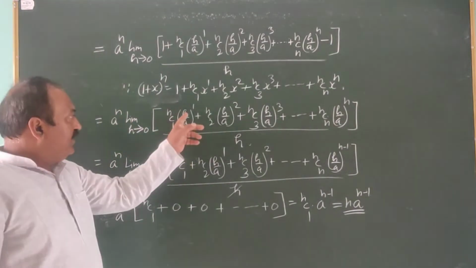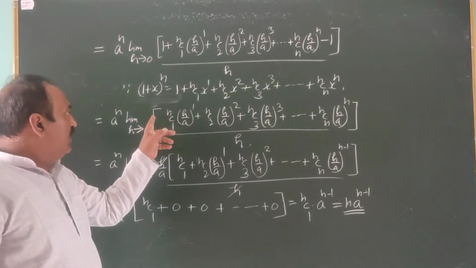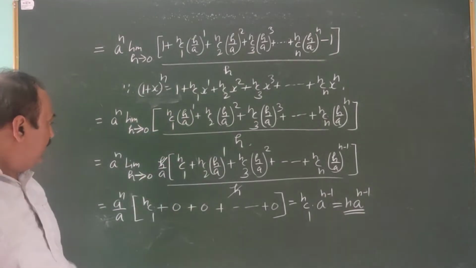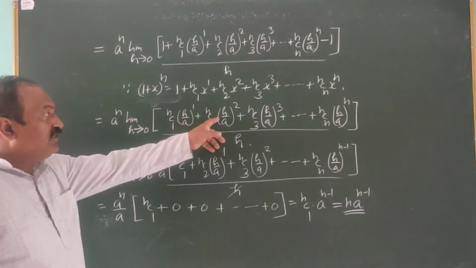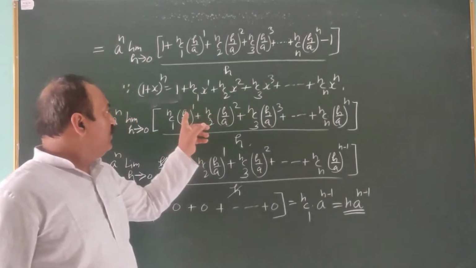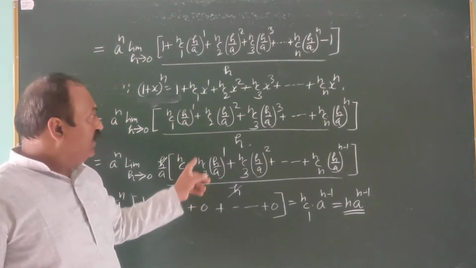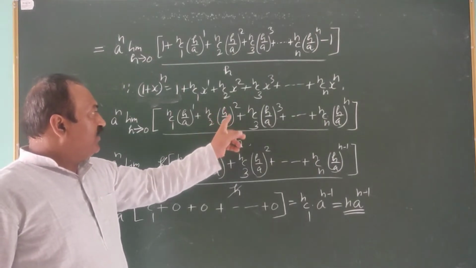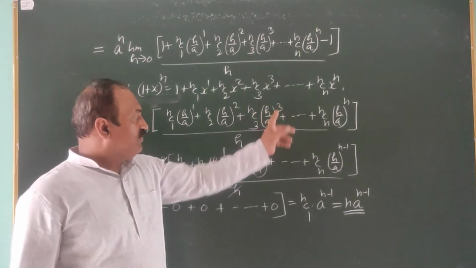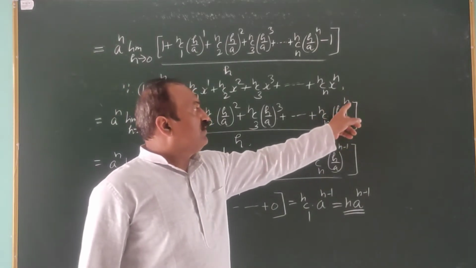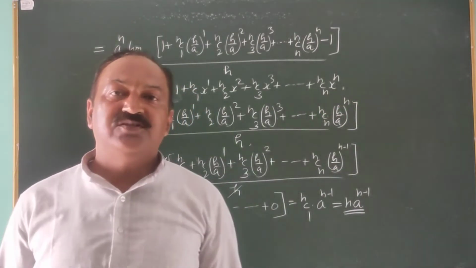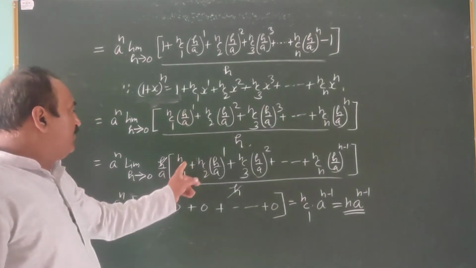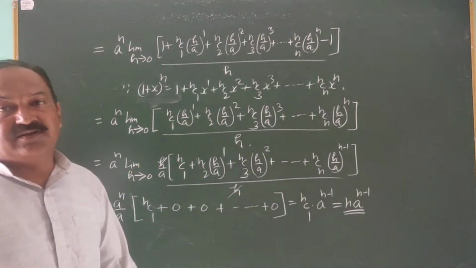Now taking h upon a common, and it will be inside the limit because h is a variable. Taking h upon a common from here, one power is reduced here, nc1 remains here, and here h upon a raised to power 1, h upon a raised to power 2, up to h upon a raised to power n minus 1, one power of h upon a is reduced, after taking h upon a common and inside the limit, not outside.